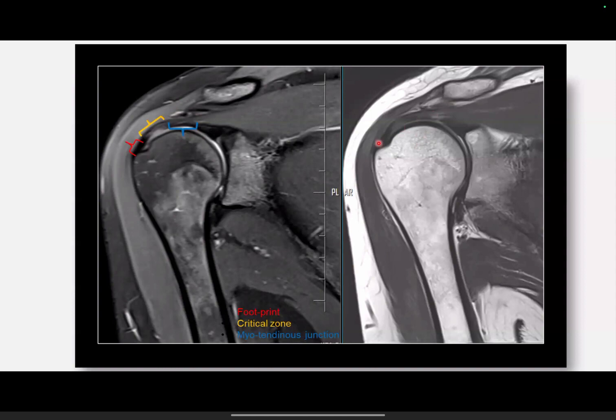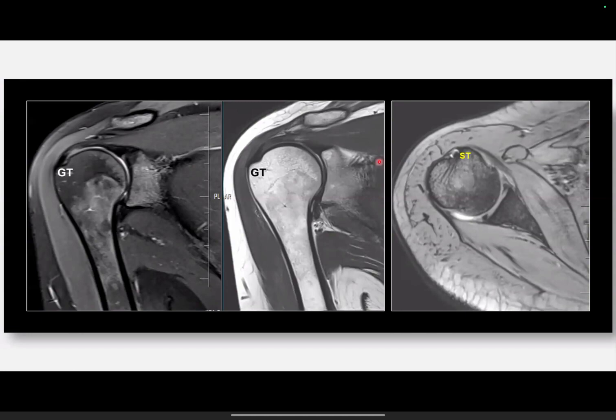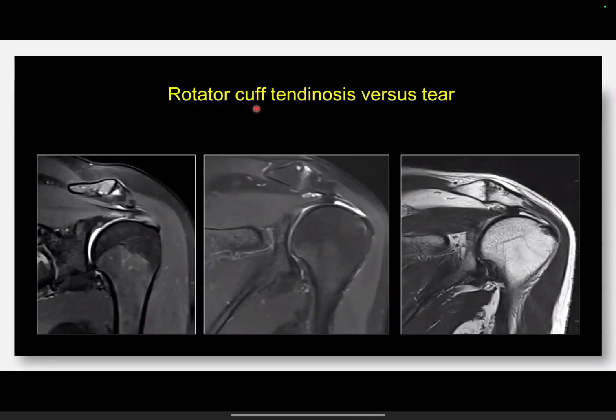So on this you can see this is non-FS PD. So this is footprint, this is critical zone, and this is myotendinous junction. So this is the same case, same example, greater tuberosity supraspinatus attachment, and lesser tuberosity, like we have already seen, this is subscapularis tendon which is attaching on the lesser tuberosity. Then rotator cuff tendinosis versus tear.